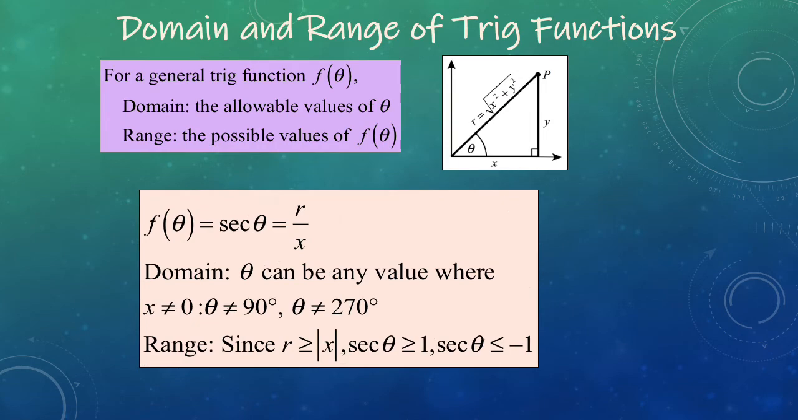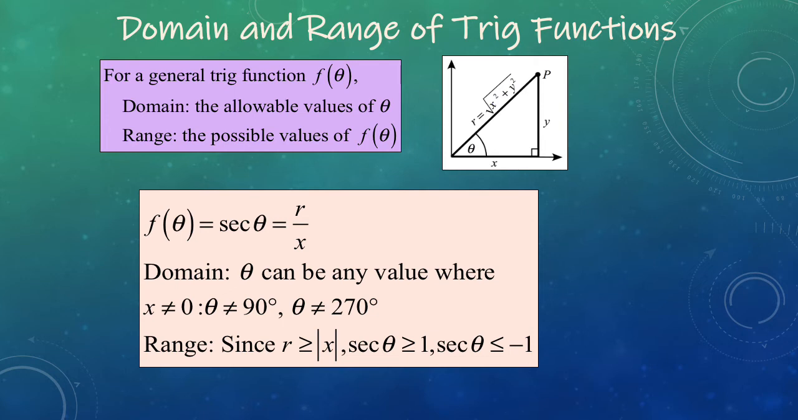Secant theta is similar to cosecant theta. It is r over x. So the domain is any value theta where x does not equal 0. That means that theta cannot equal 90 degrees or 270 degrees. But similar to cosecant, for the range, r must be greater than or equal to the absolute value of x.